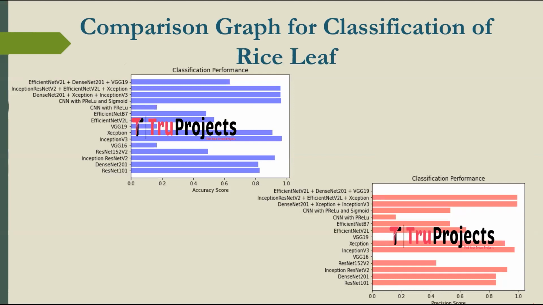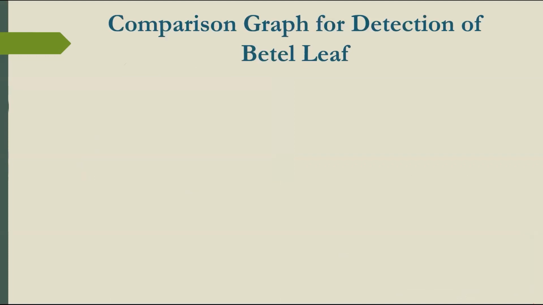Here we have comparison graphs for classification of rice leaf dataset. Here we have comparison graphs for the detection of beetle leaf data. First, we will know what is detection.